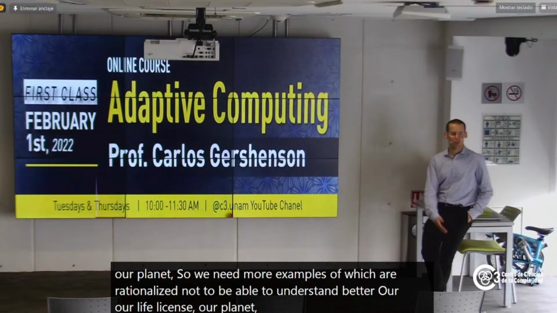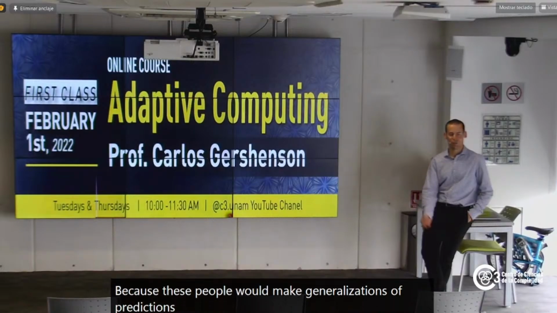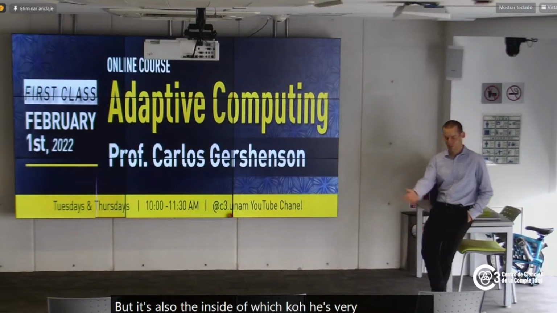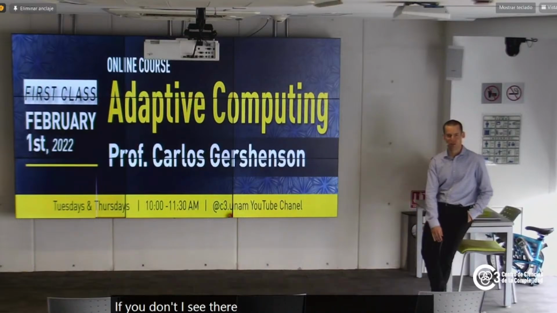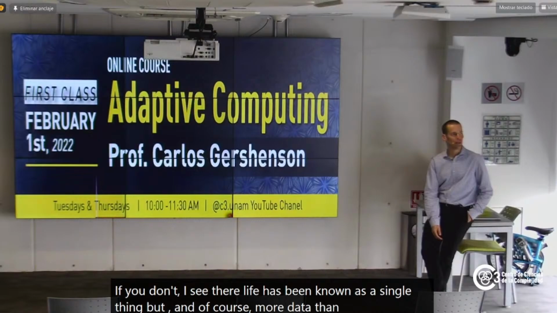Because it's difficult to make generalizations or predictions with just one data point. But yeah, it also depends at which scale you observe it. Because if you don't consider life as we know it as a single thing, but if you look at different species or different individuals, then of course we have more data than we can handle.